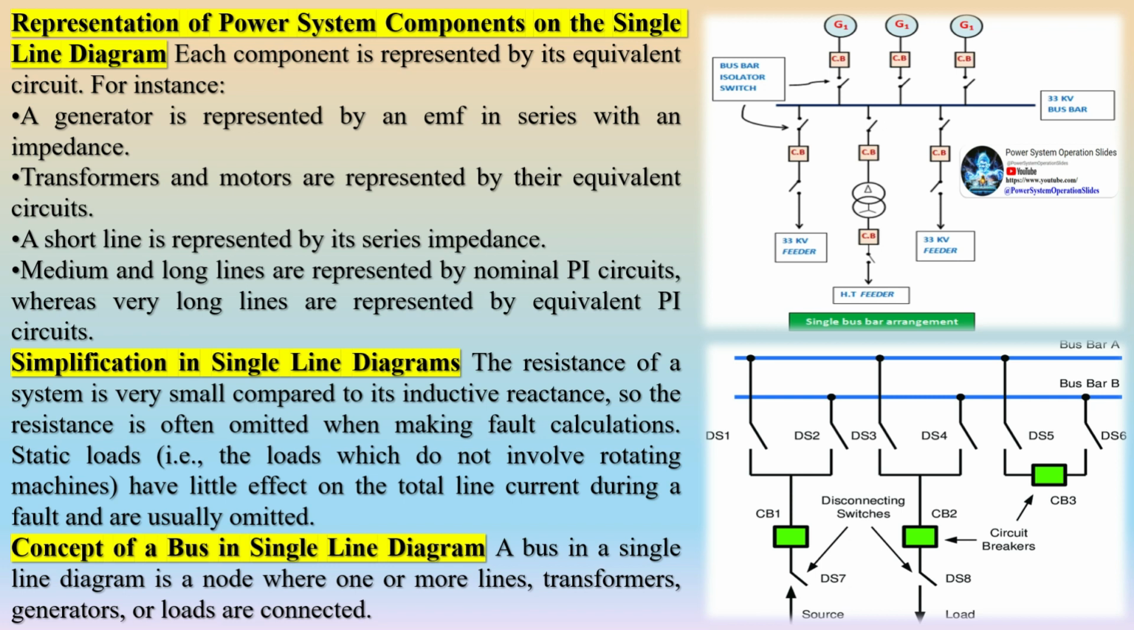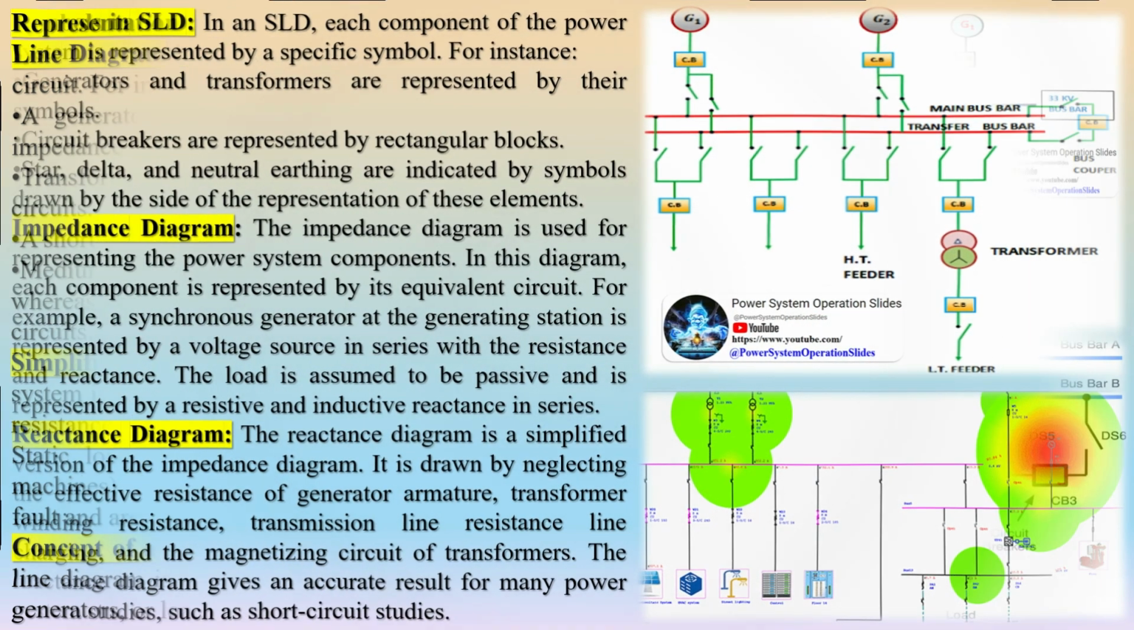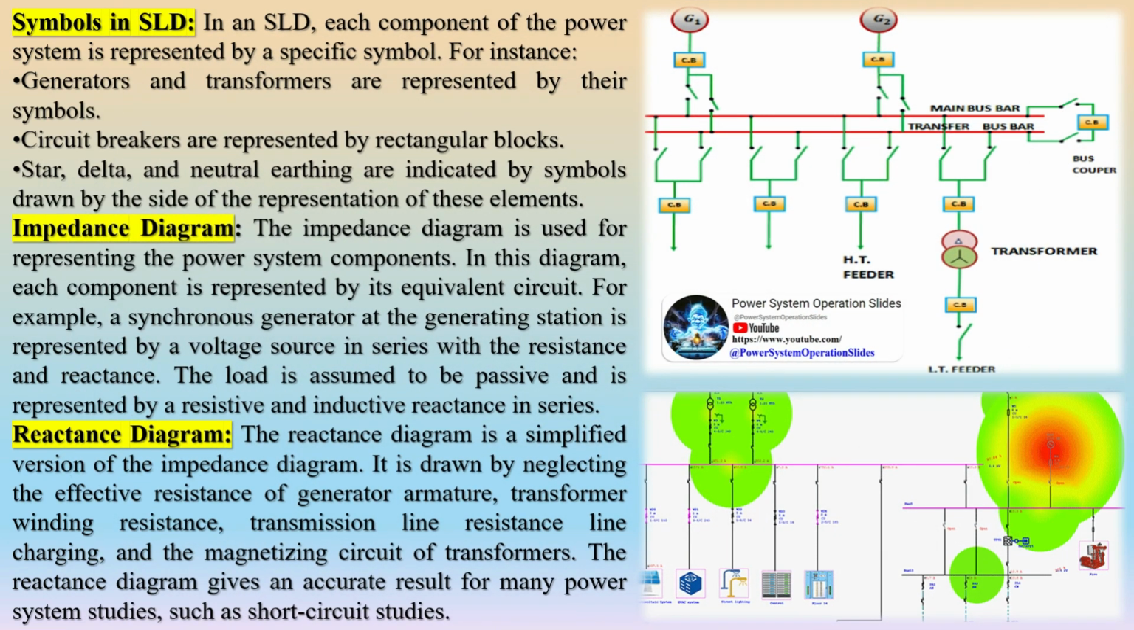Impedance and reactance diagrams. To analyze a power system under load conditions or upon the occurrence of a fault, it's essential to draw the per-phase equivalent circuit of the system using its one-line diagram. This equivalent circuit, known as the impedance diagram of the system, is drawn by combining the equivalent circuits for the various components shown in the one-line diagram.